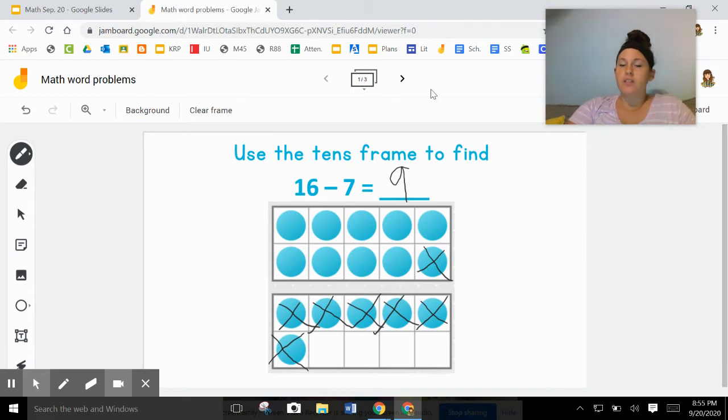All right, so you're going to see some questions like that on your test tomorrow. So just remember, if it says use a tens frame, use that tens frame to help you. If you're adding to the tens frame, you should be adding circles to it, right? But if you're taking away from your tens frame, then you're going to be using your X and out, like Ms. Acton just showed you, okay? So keep that in that noggin for tomorrow. All right, so moving on to our next question.